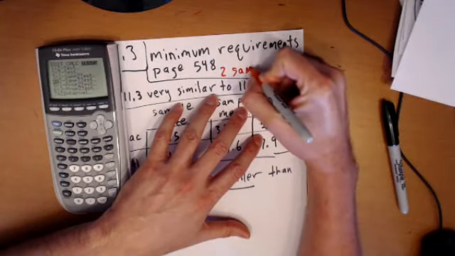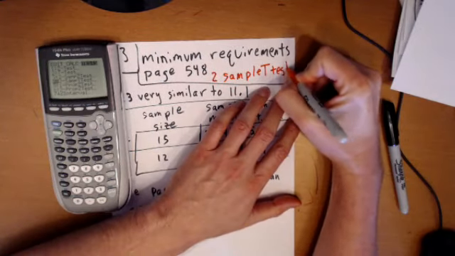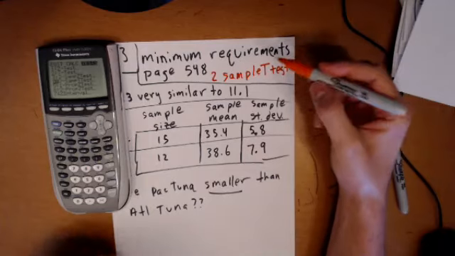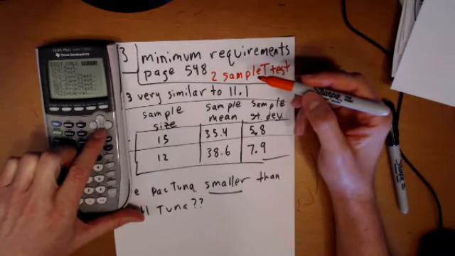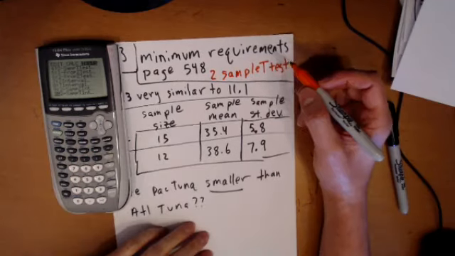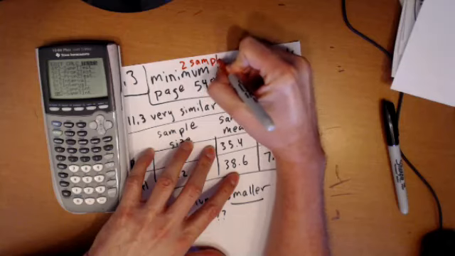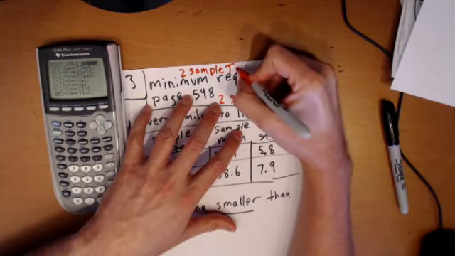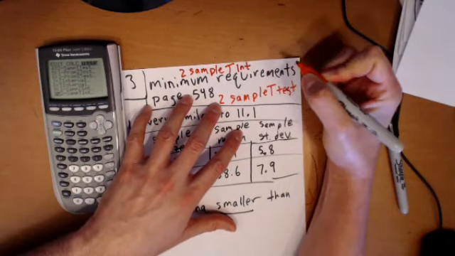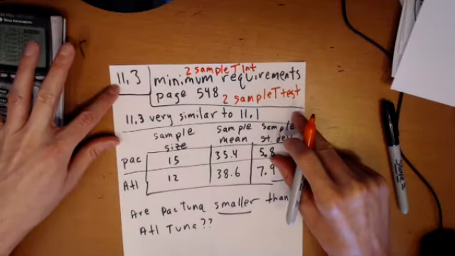We're also going to use the two sample t interval. So those are the two calculator functions we're going to be using in 11.3.